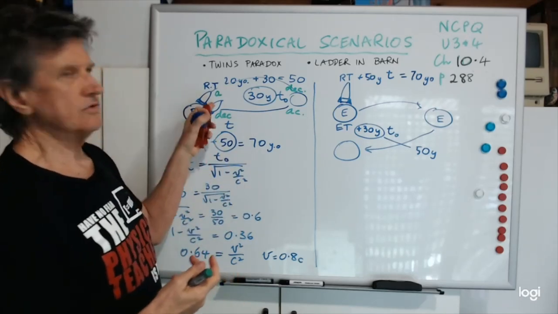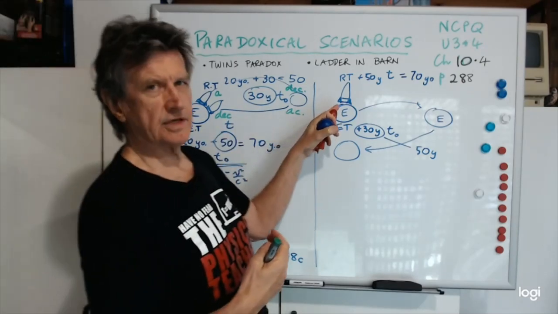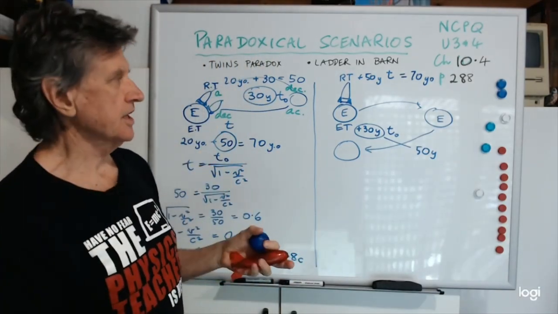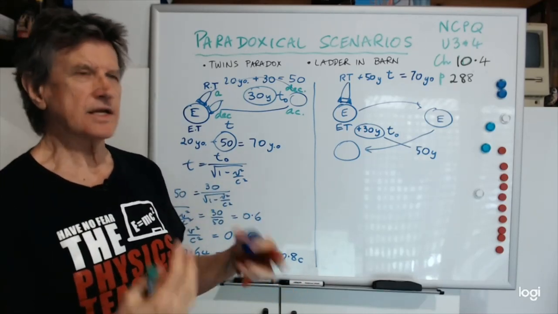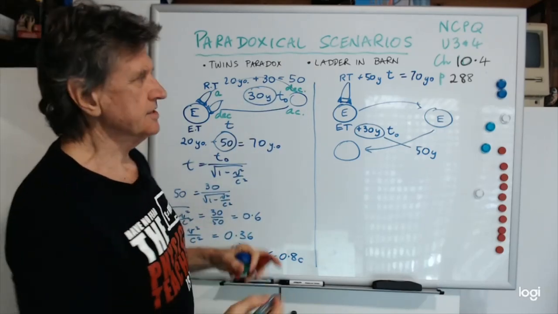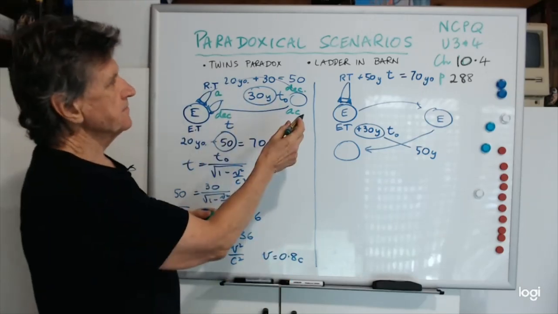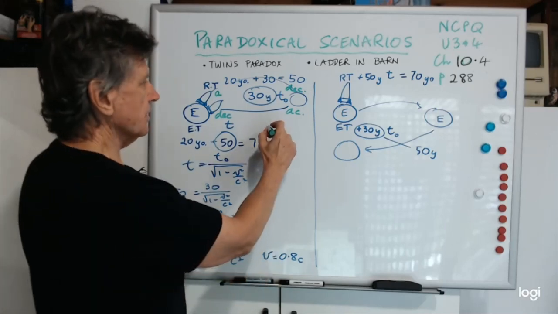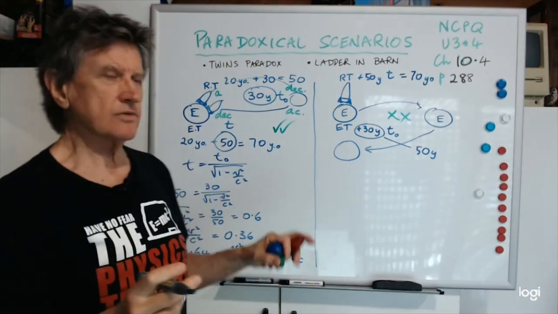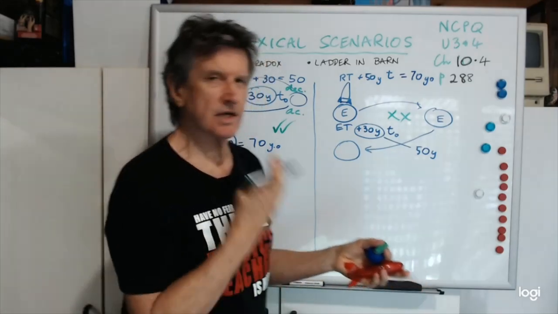And the answer is, it's the rocket. The rocket's the thing that undergoes the acceleration and deceleration. The Earth doesn't. The Earth just sits there in its normal orbit. It's not going to change. It's not going to accelerate or decelerate just because there's a rocket nearby. So the resolution is, because we know the rocket actually accelerates and decelerates, it has to be the one that's moving. So this is the correct one, and this one is not correct. The resolution was that we know the rocket is actually moving because it undergoes acceleration and deceleration.